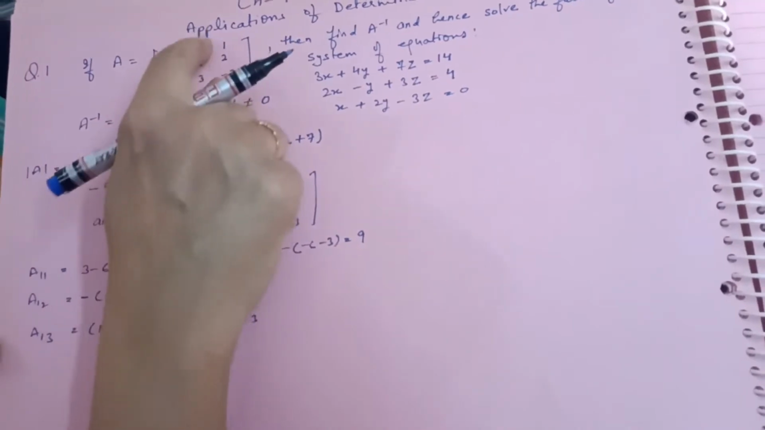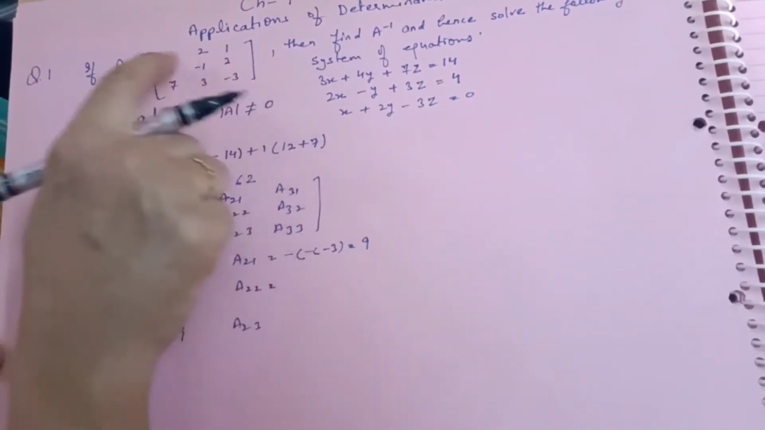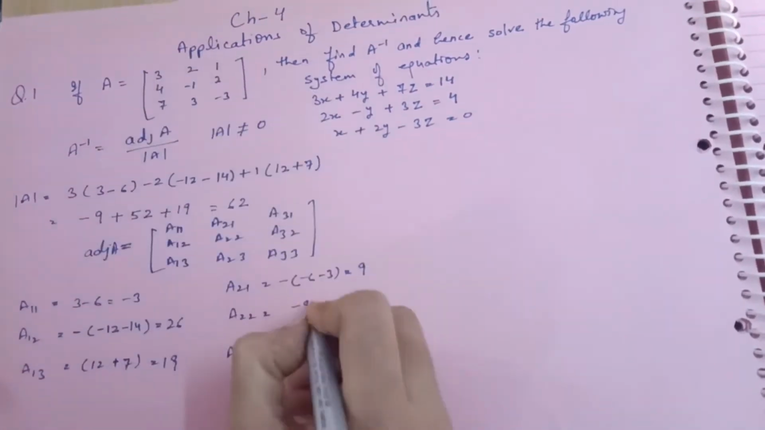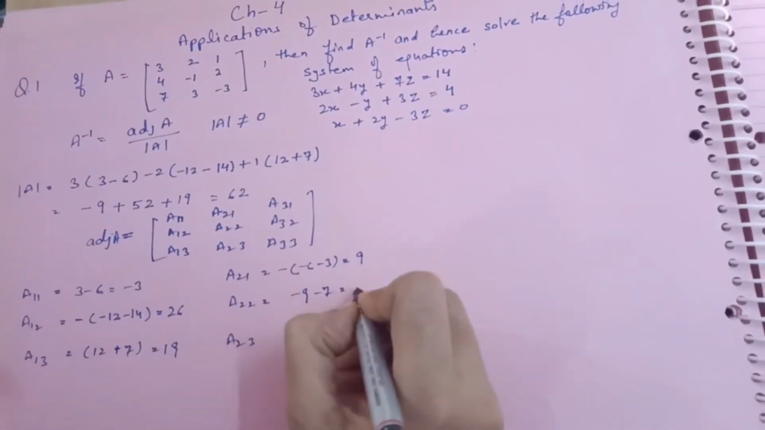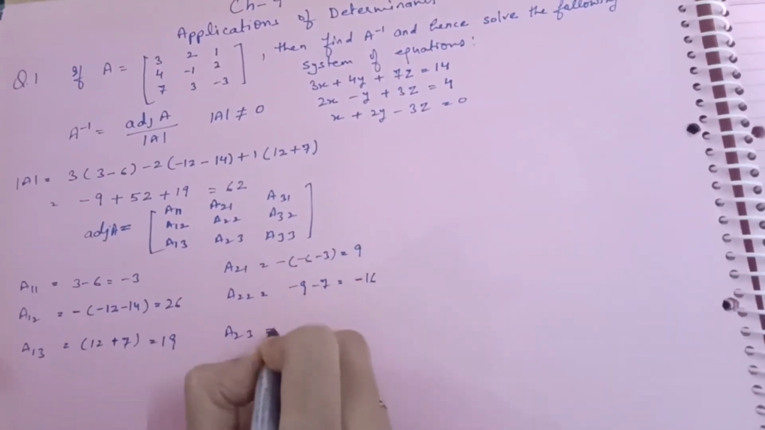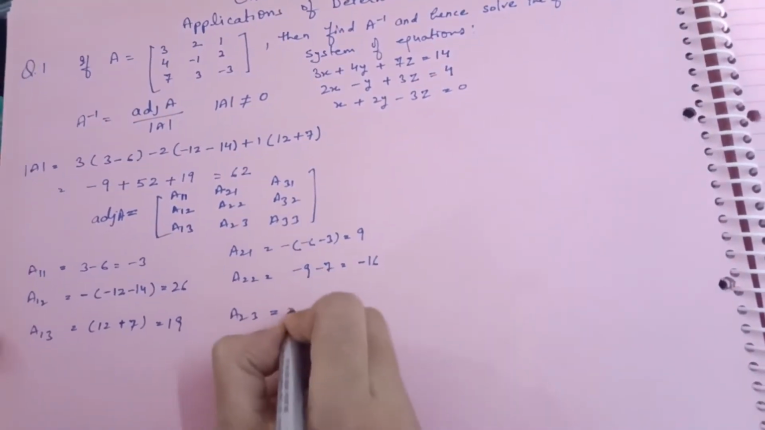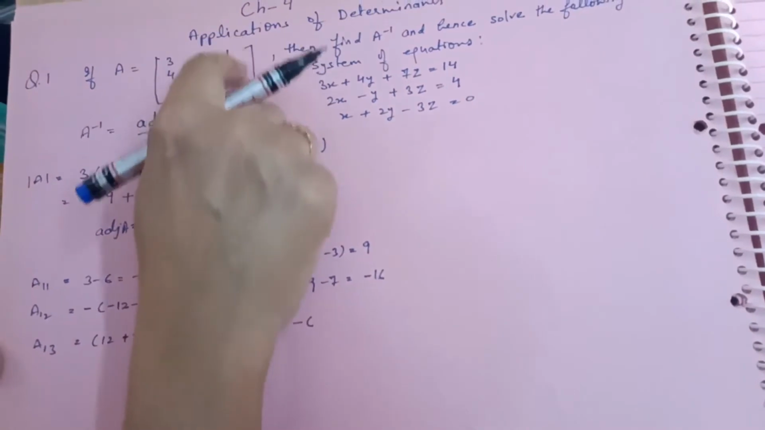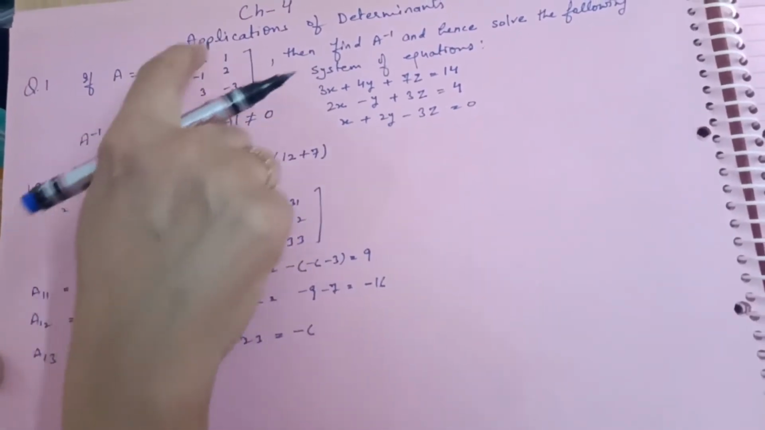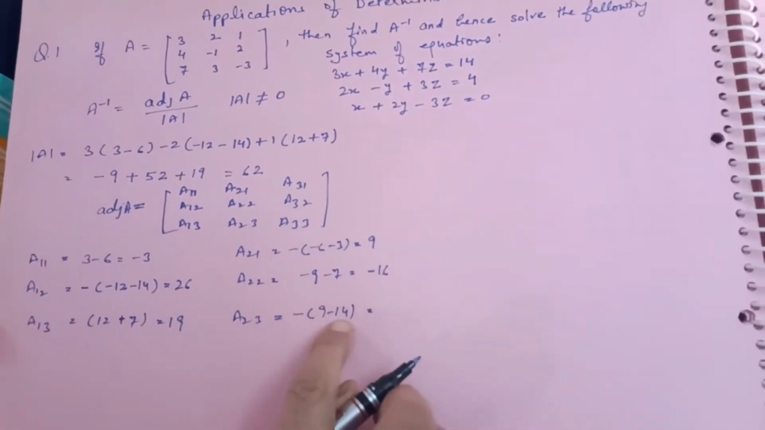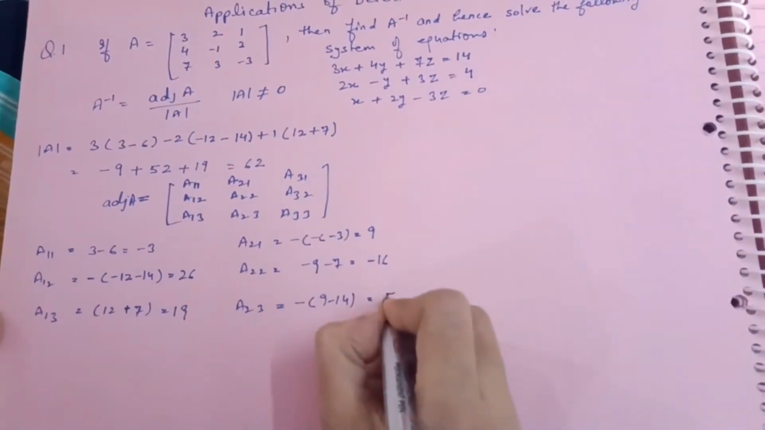A22: eliminate this row and column and multiply, 3 minus 9 minus 7, so it is nothing but minus 16. For A23, the sign is odd, so negative. Eliminate this one, 3 threes are 9, minus 14, so 9 minus 14, which is actually minus 5, positive 5.